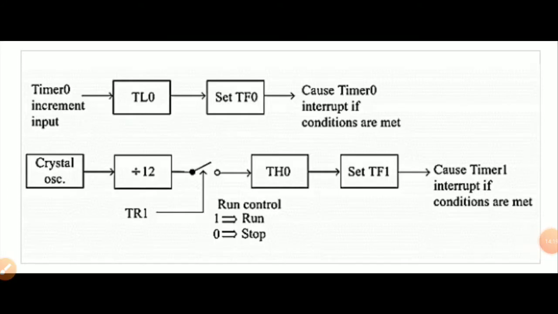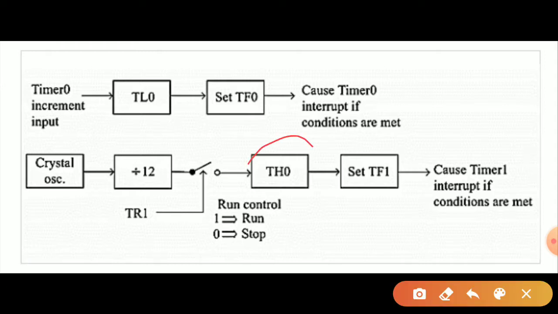This is the sketch of the timer in mode 3 operation. This is called two 8-bit timers using timer 0, wherein TL0 is independently acting as one of the registers for the timer, split timer, and TH0 will be used as another independent register for the split timer.